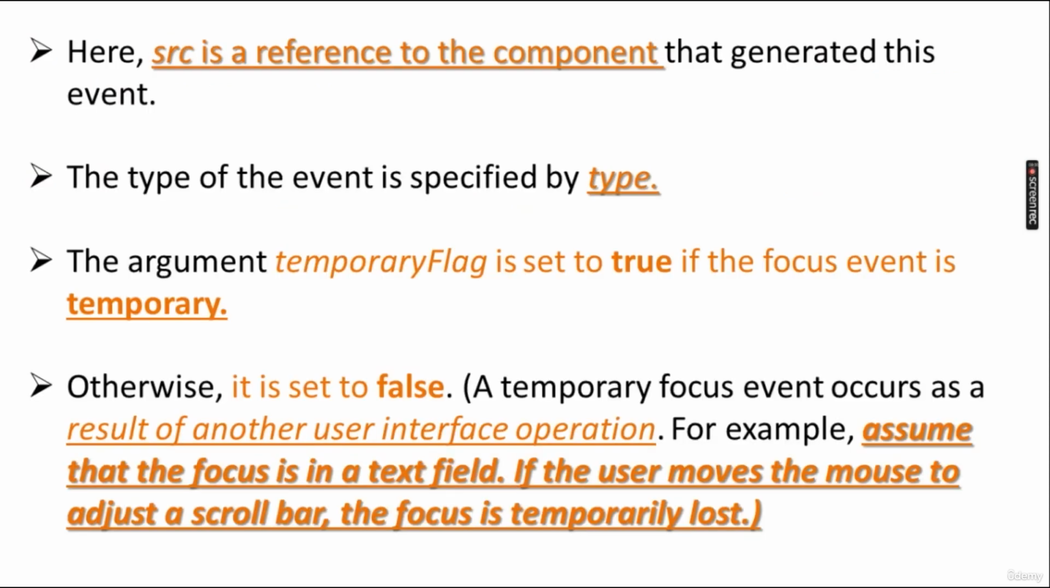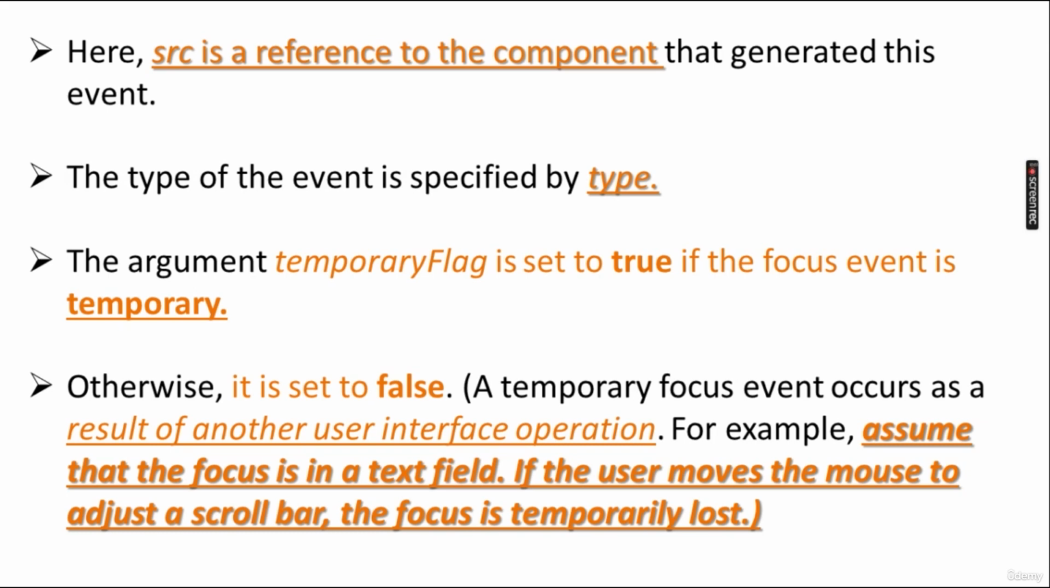Source is a reference to the component that generated this event. Type of the event is type. The argument temporary flag is set to true if the focus event is temporary, that is, if focus has been gained or lost only temporarily. Otherwise it is set to false. A temporary focus event means it occurred as a result of another user interface operation.